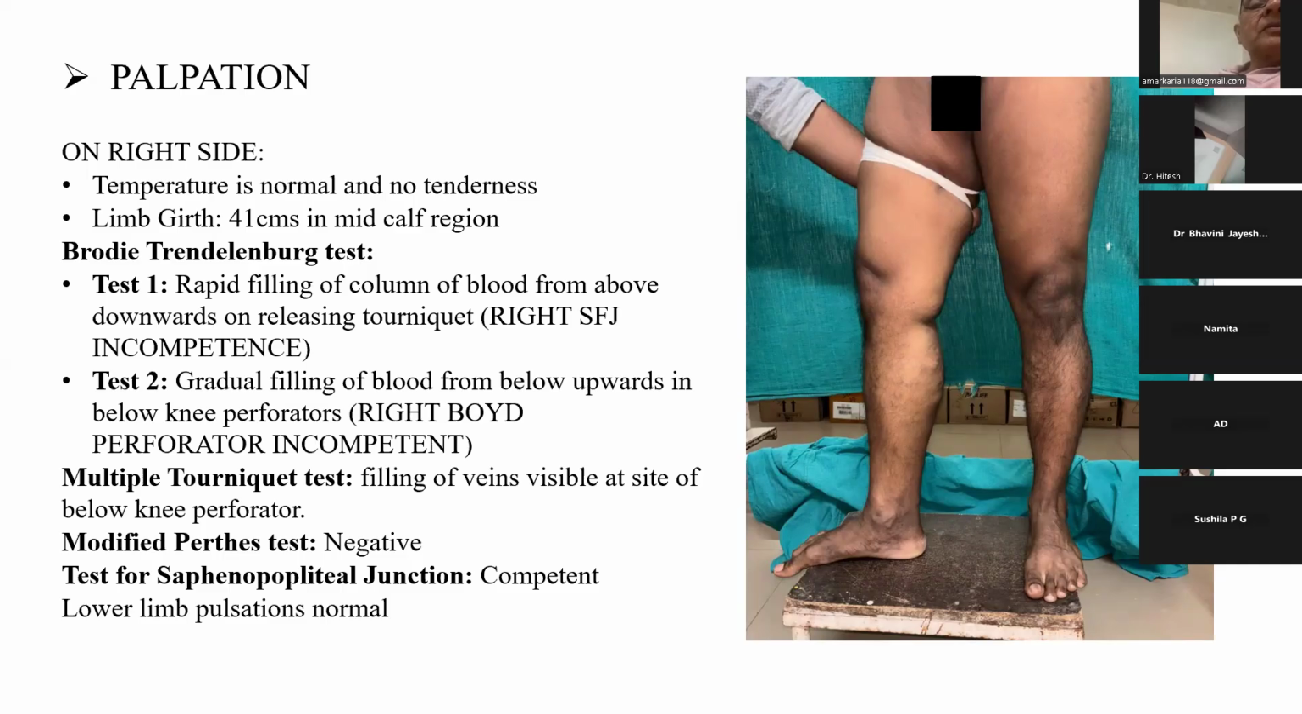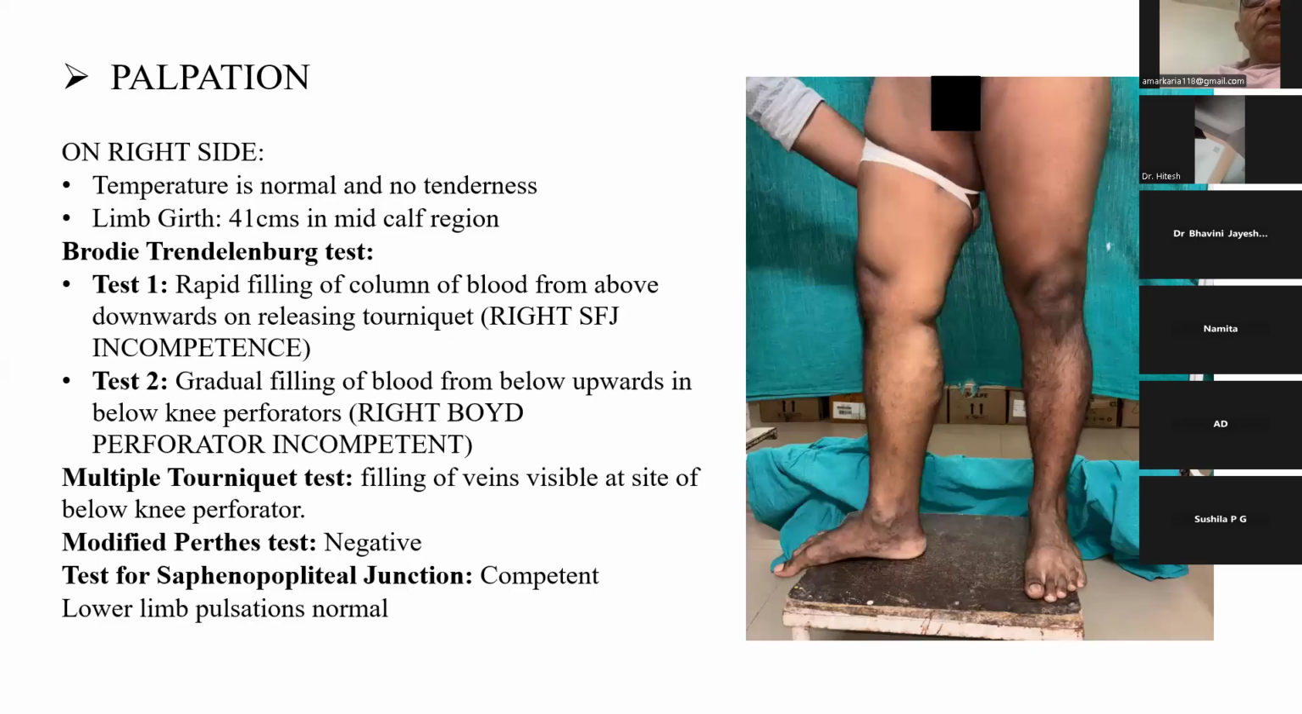Before releasing, I will see if there are immediate blowouts or not. And after releasing the tourniquet, I will see the direction of flow of blood, rapid filling of blood from above downwards, which is suggestive of saphenofemoral incompetence. If you do see filling up of veins before releasing the tourniquet, then you have to repeat the whole test again for looking at what is happening after release, isn't it? Yes, ma'am. For test 2, you have to repeat the procedure again. Yes, ma'am.